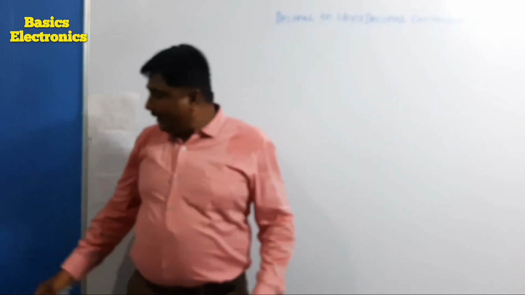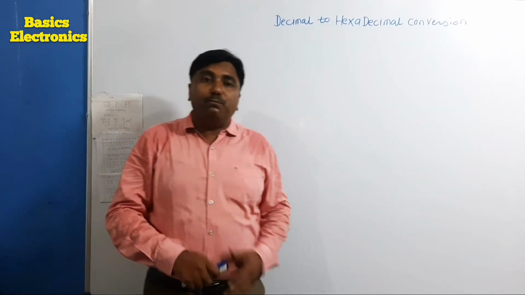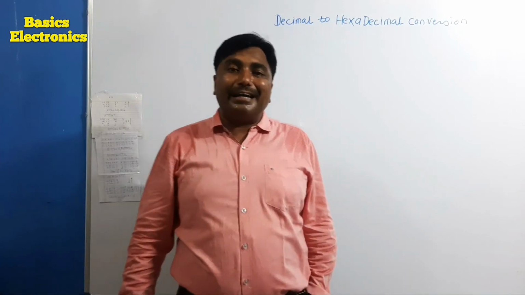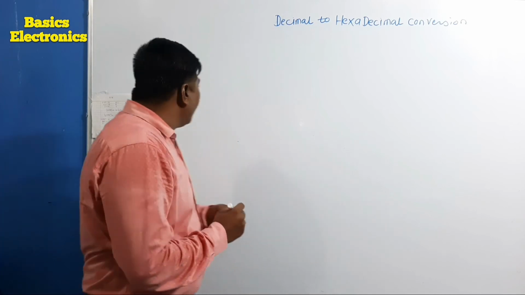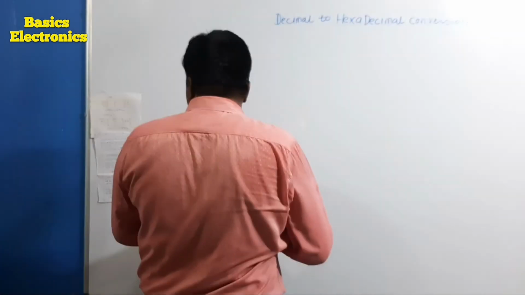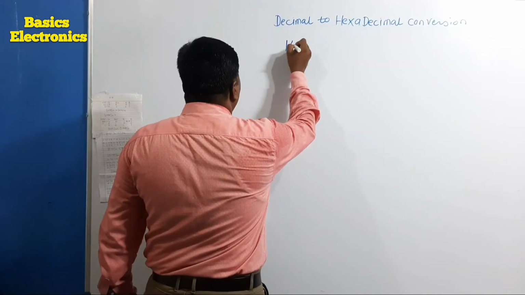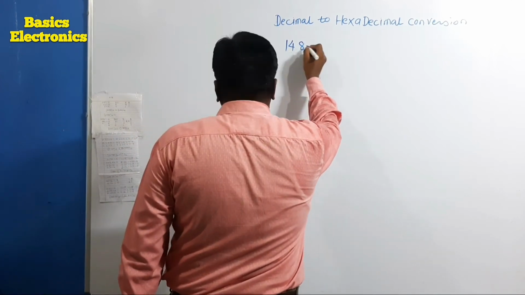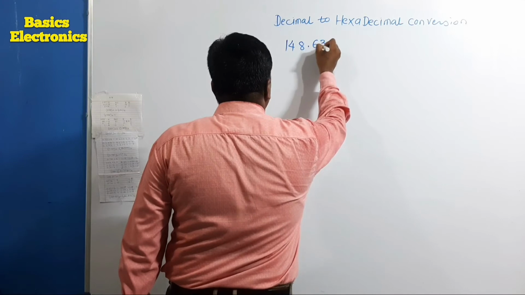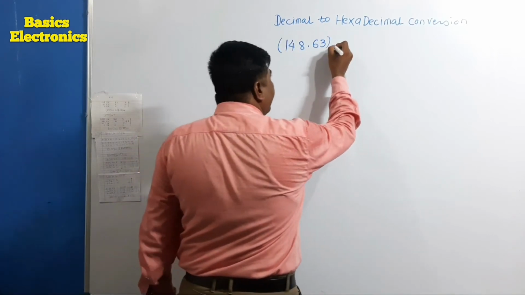Now we will see an example which consists of both the fractional part as well as the integer part. Okay. What is the example? The example is 148.63, base 10.